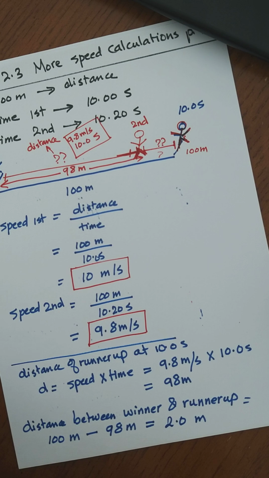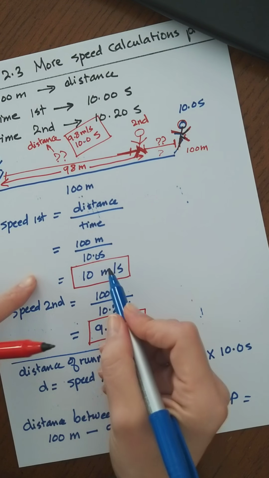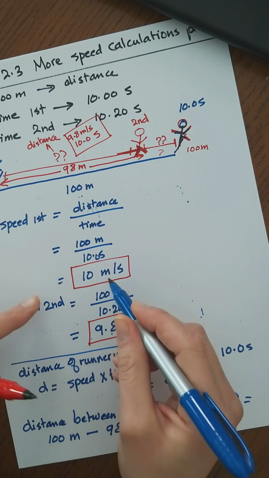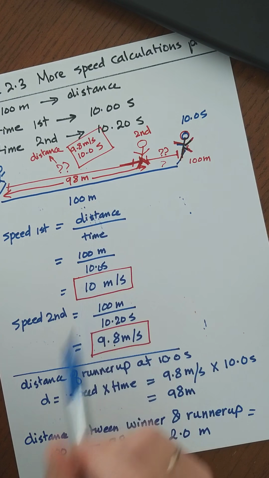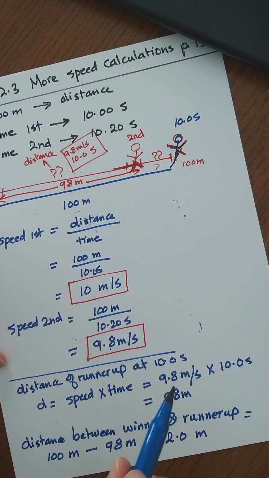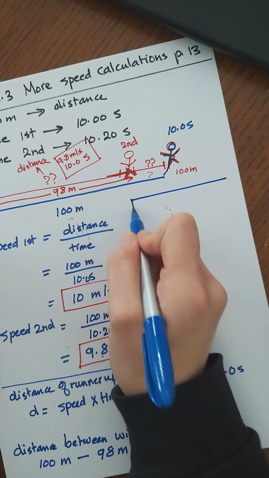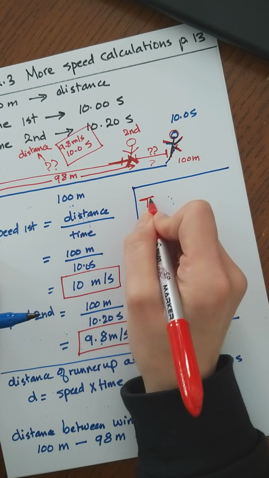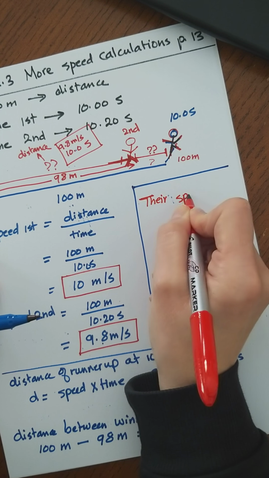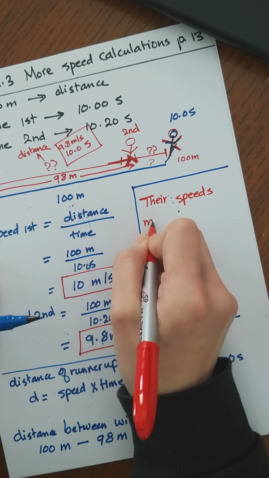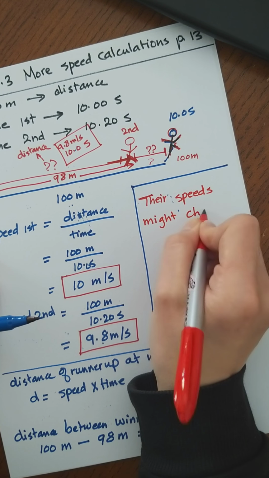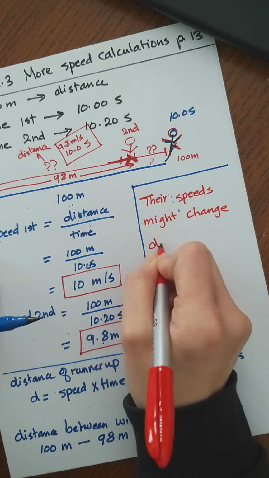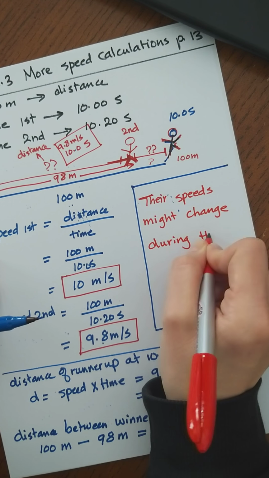Explain why your answer can only be an estimate. Why can this only be an estimate? Because we are calculating average speeds. Because we are calculating average speed, the speed might change during the race. So our answer can only be an estimate, because their speeds might change during the race.